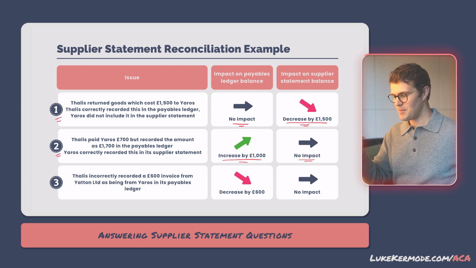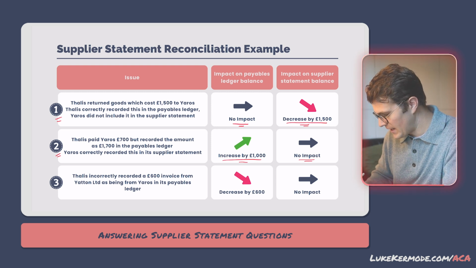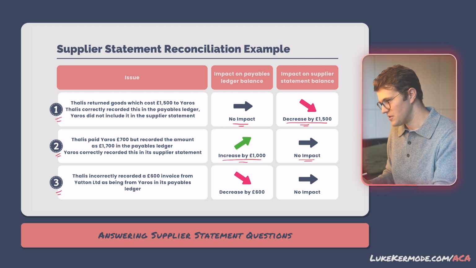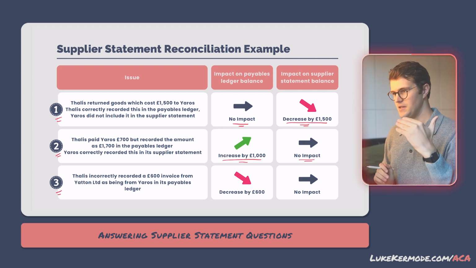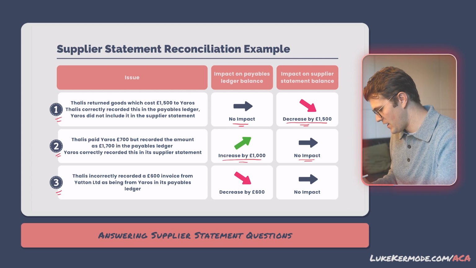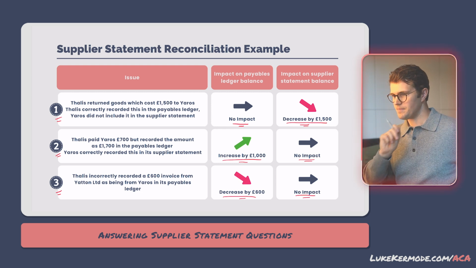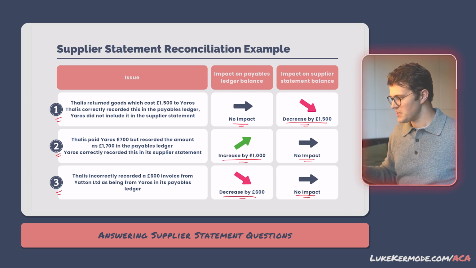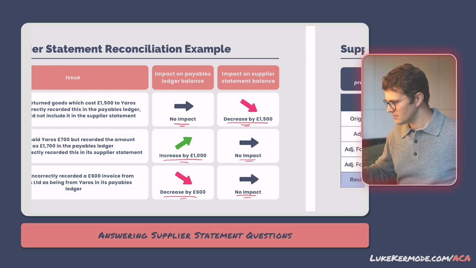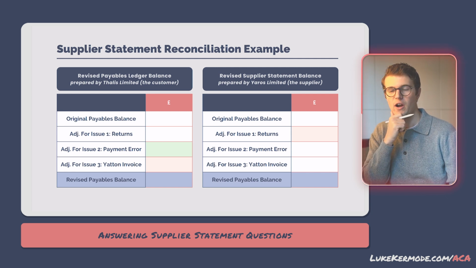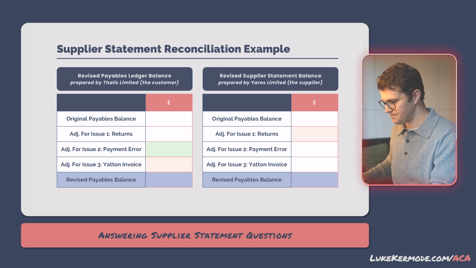Third, the invoice from Yatton Limited. Thales wrongly attributed a £600 invoice to Yaros, so this mistake is going to artificially increase their payables balance. So we need to decrease the payables balance by £600, and again there's no impact on the supplier statement balance. So that's all the adjustments we need to make to both documents. Let's now recalculate the correct balances for both records.